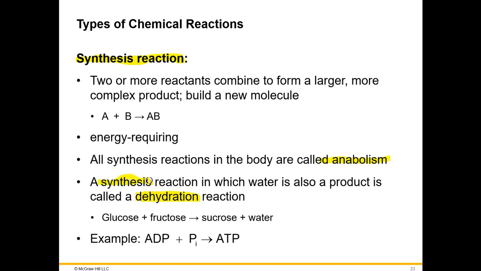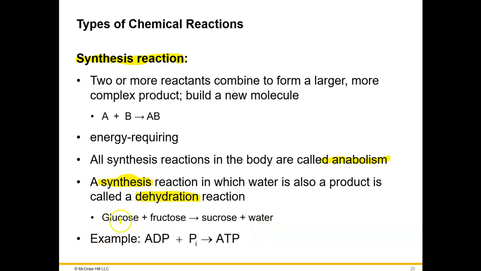But most of the time, the reactions that are important to us in anatomy and physiology are going to be dehydration synthesis reactions. Dehydration synthesis reactions end up taking two smaller molecules, forming a larger molecule, and then removing water. So water forms as one of the products, and that's why it's called dehydration.